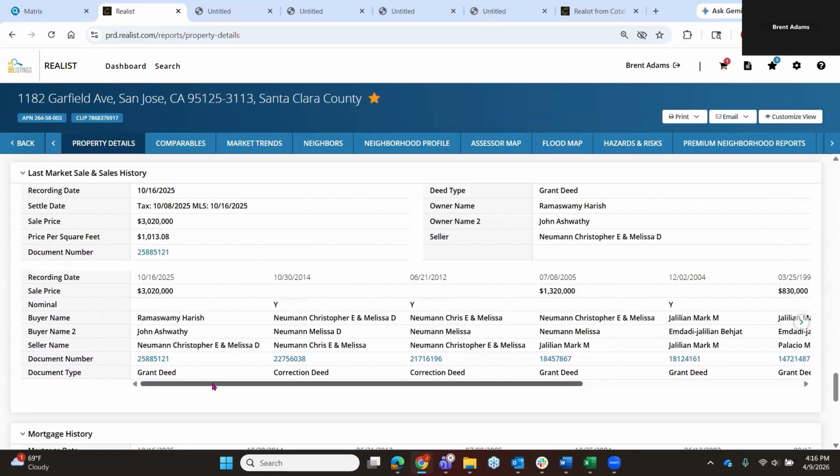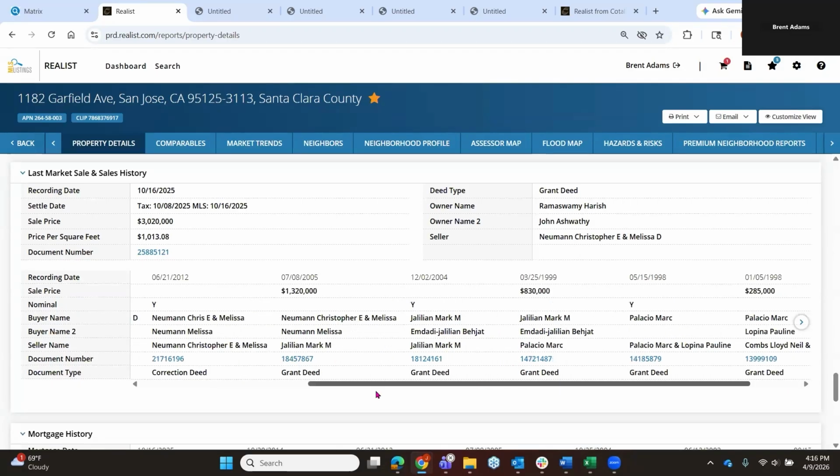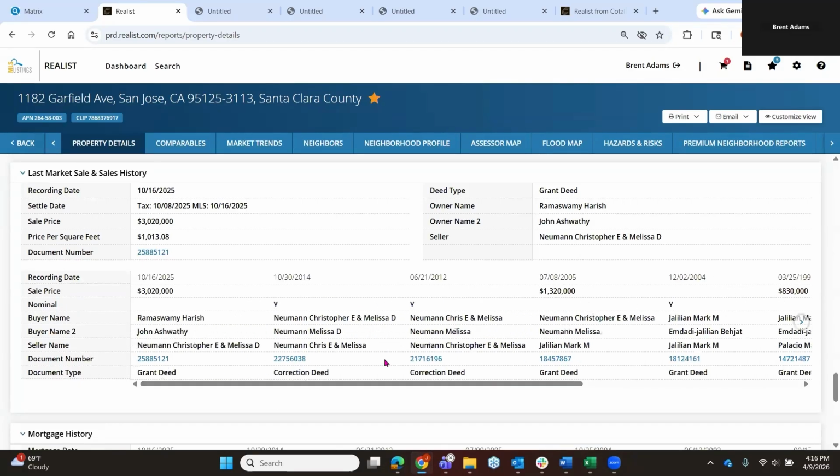Now, one of the nice things about the sale history is we will pull up not only arm's length transactions, but we'll also pull up non-arm's length transactions, whether there's a quit claim deed, someone else's name is pulled off the deed, whether a property has been transferred into a trust, or if it is a normal arm's length transaction, we'll show you all of those.